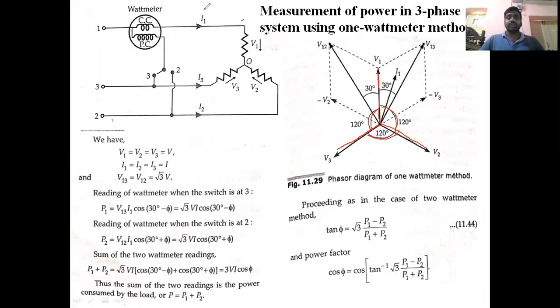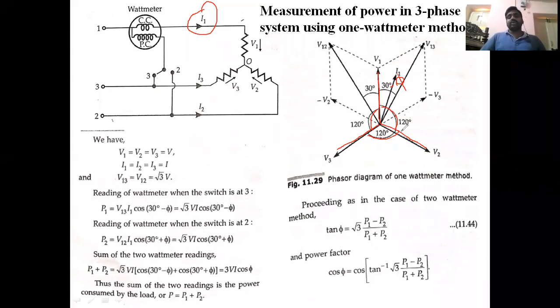Next, if we see the behavior of current, we will discuss only the single current flowing through the current coil, which is I1. V1 with respect to I1 has a phase angle of 30 minus phi. 30 minus phi is nothing but the phase angle between V1 and I1, with respect to the first wattmeter, and 30 plus phi with respect to the second wattmeter.